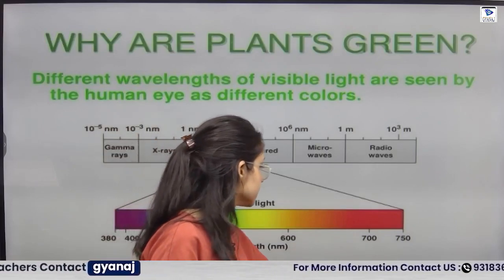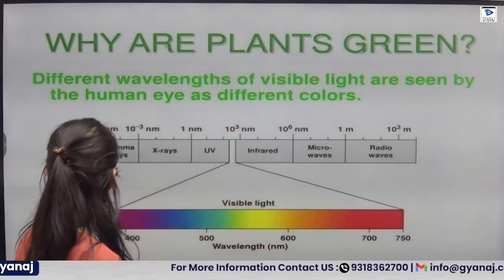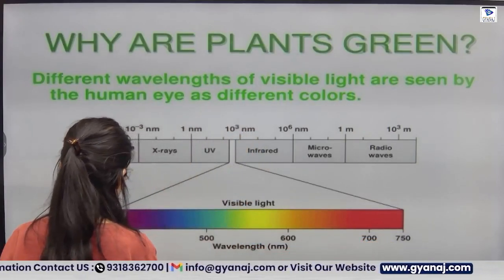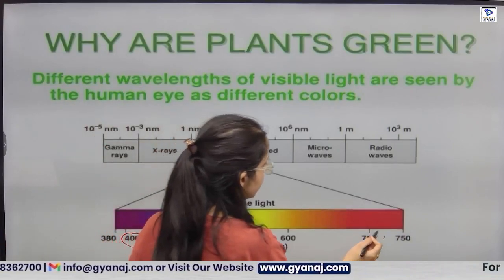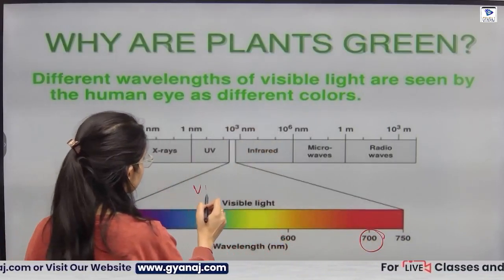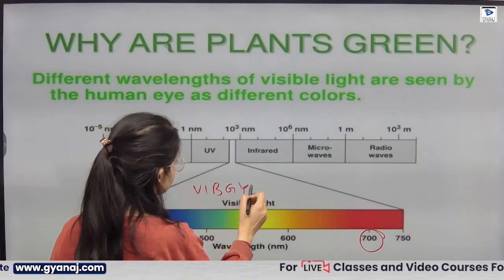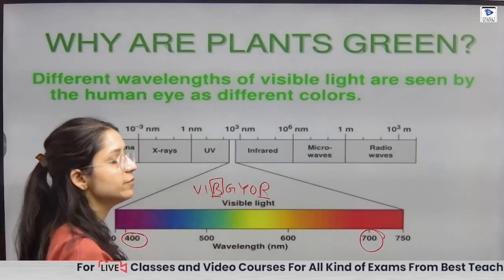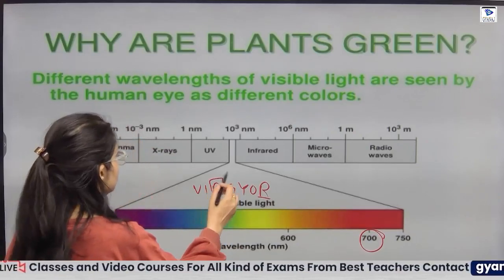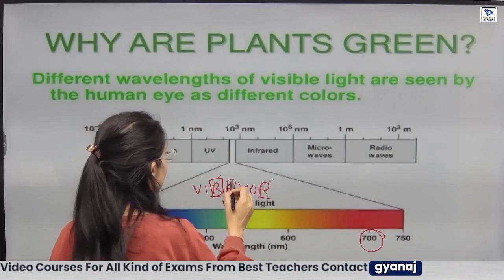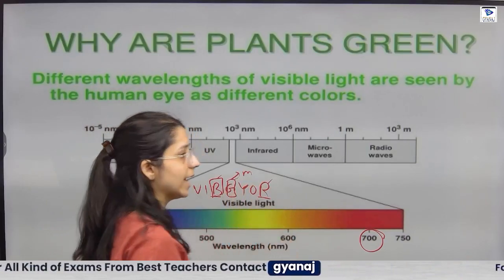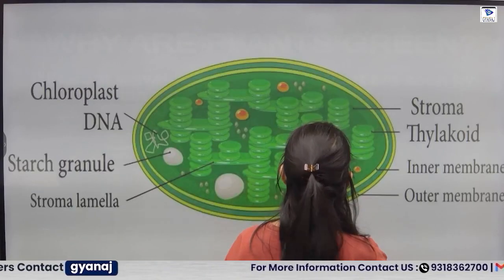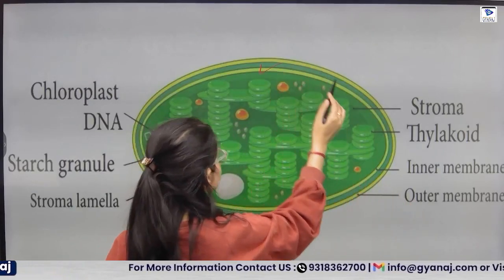If I say the range is 380 to 750, that is, 400 to 700 nanometers. Green plants perform maximum photosynthesis in blue and red light, and they perform minimum photosynthesis in green light because green is reflected back. So this is the structure that we read in the last class.